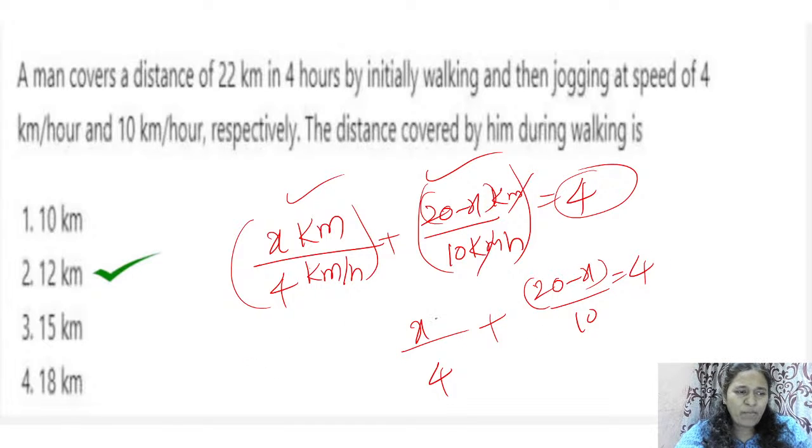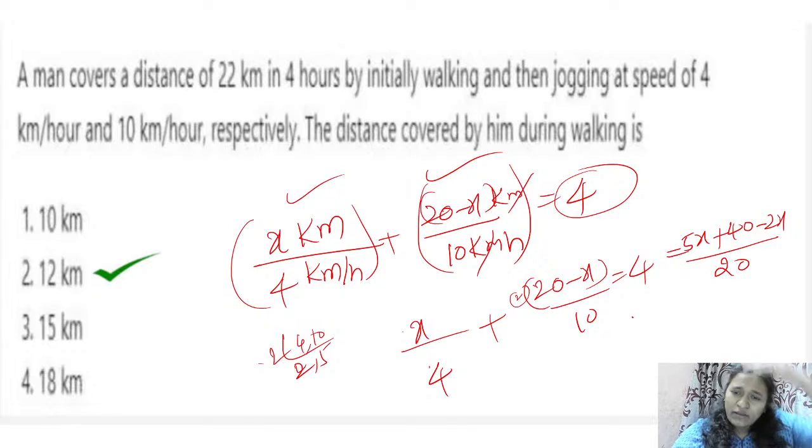The LCM of 4 comma 10 is 20. We have to take LCM, right? 2 2s are 4, 2 5s are 20. That is LCM is 20. That means 4 5s are 20, that means 5x plus 10 2s are 20, that means we have to multiply here 2. 40 minus 2x by 20 is equal to 4. That is 3x plus 40 is equal to how much? 80.